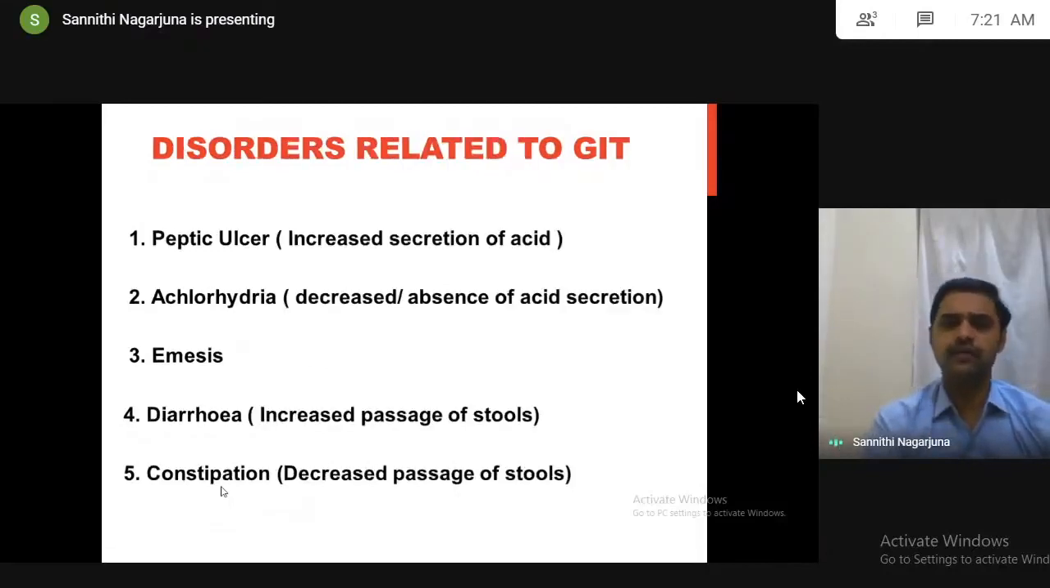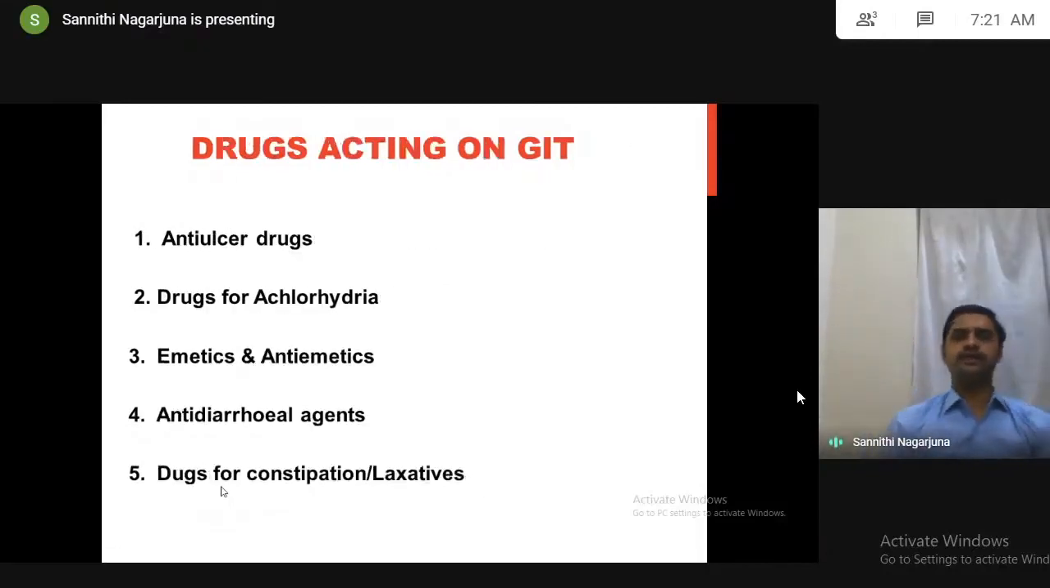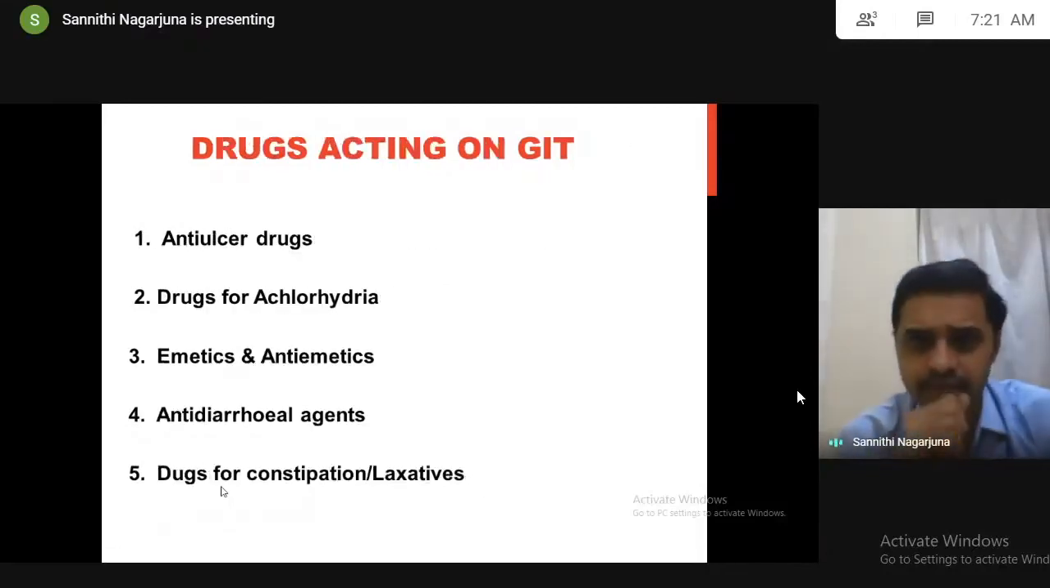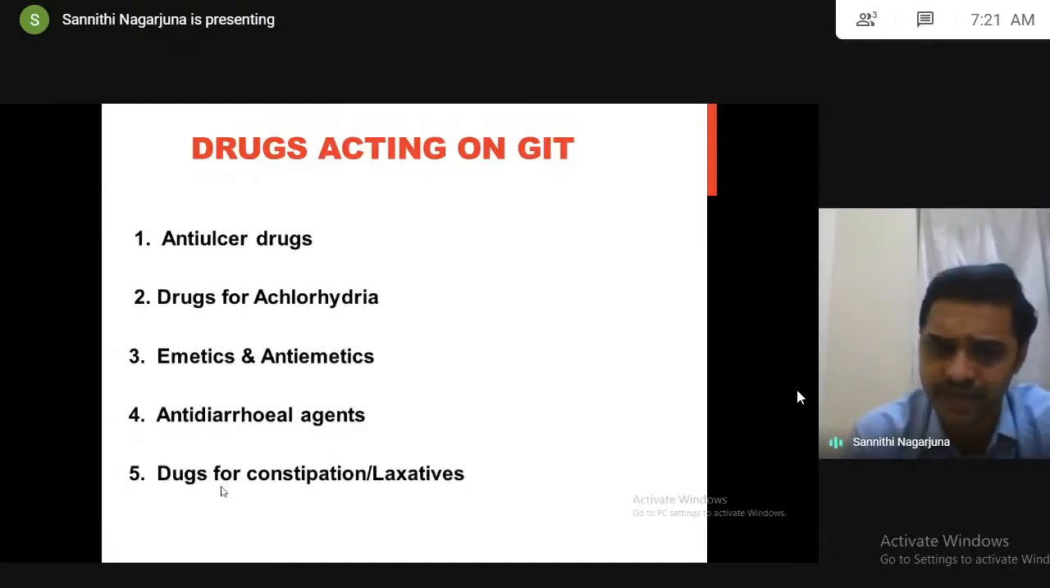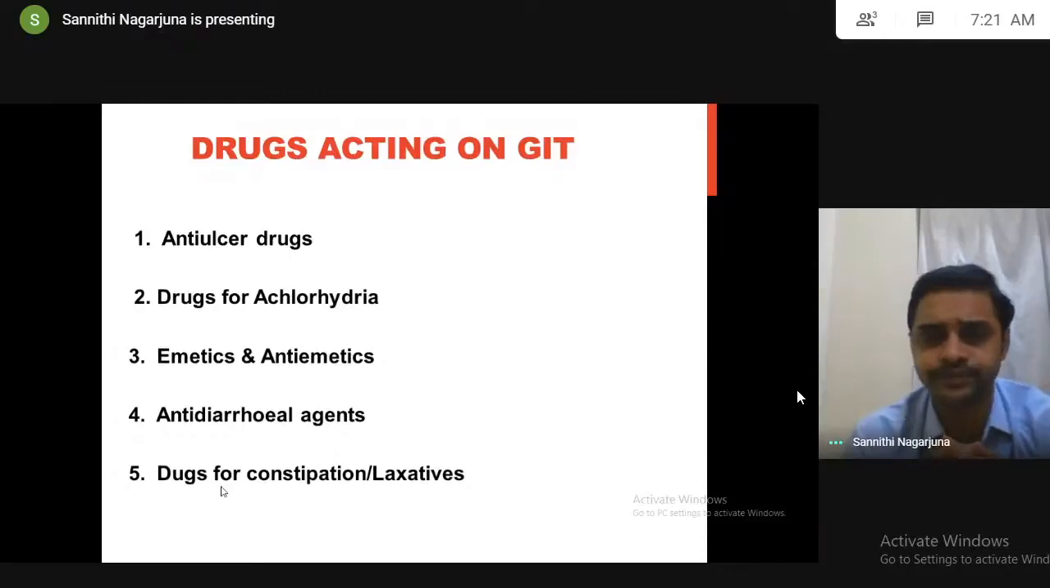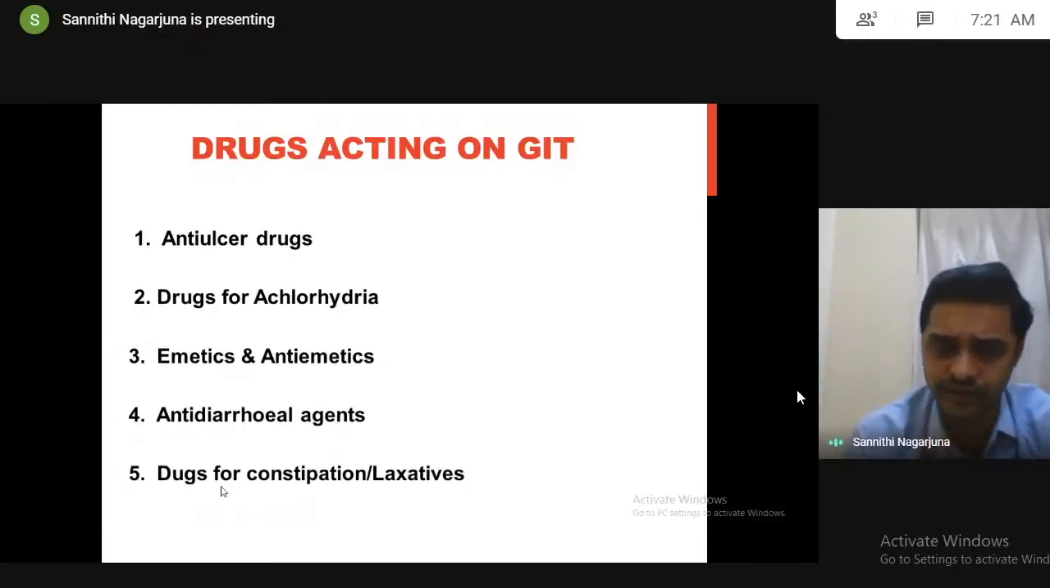In the same way, we move on to the drugs acting on the GIT. On the same basis, what drugs act on the GIT? First disorder is peptic ulcer. The first class of drugs is anti-ulcer drugs. Next are drugs for achlorhydria, emetics and antiemetics, antidiarrheal agents. Then drugs for constipation, which are called laxatives. So got it now? This is the way to understand, and you have to start.